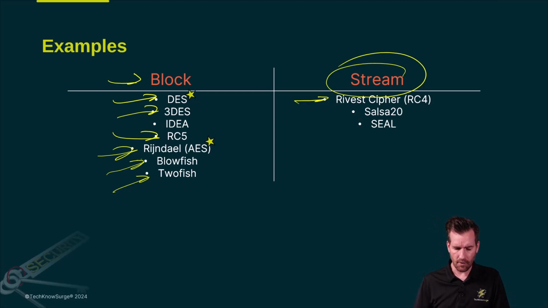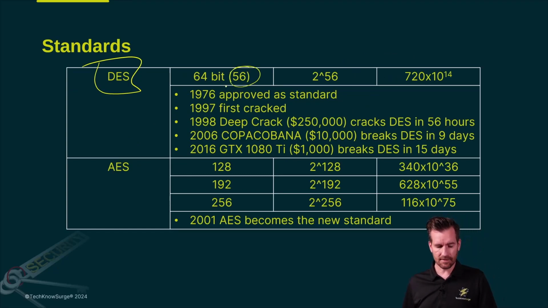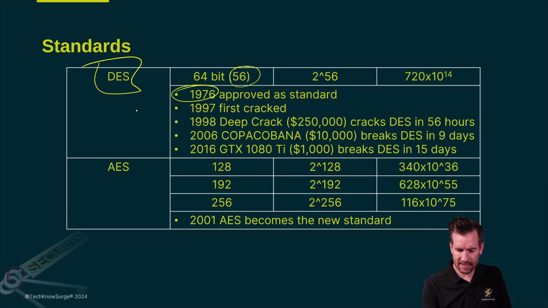What we're going to mainly focus on is the ones that are starred here. So AES and DES are the ones that we're mainly going to be focused on. Let's take a little deeper dive into DES, which is that 56 bits effectively. It was adopted in 1976 and it was cracked in 1997.